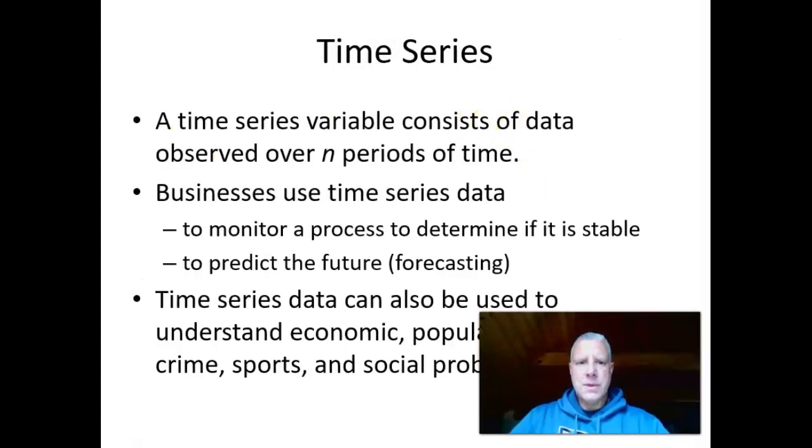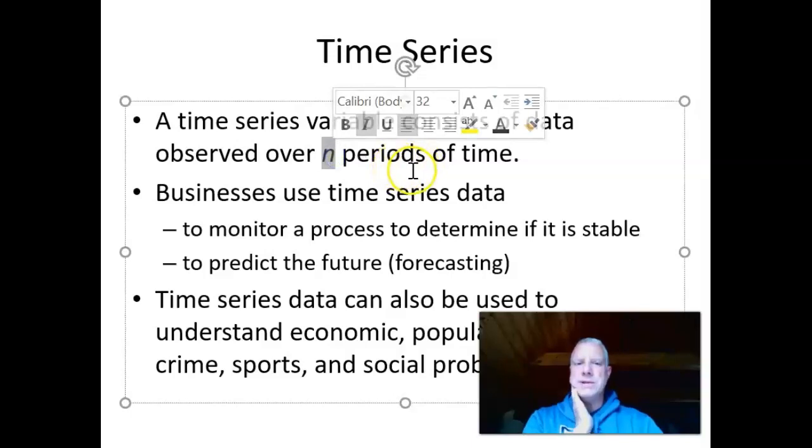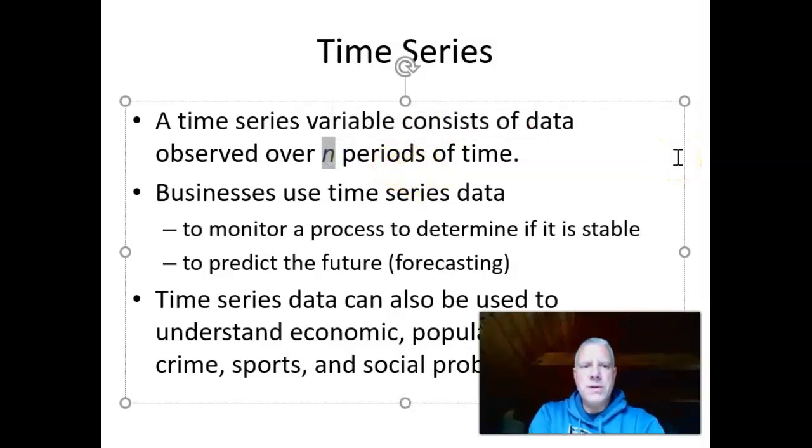A time series is a variable that consists of data observed over different time periods. And n is the number of periods of time that you have data for.